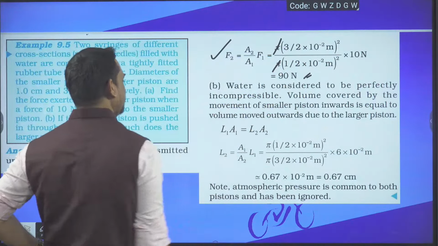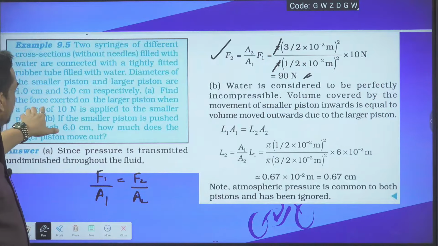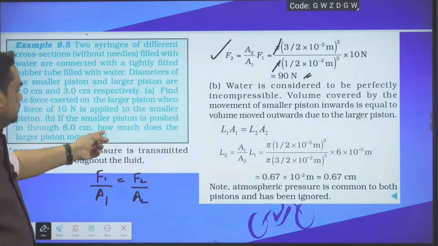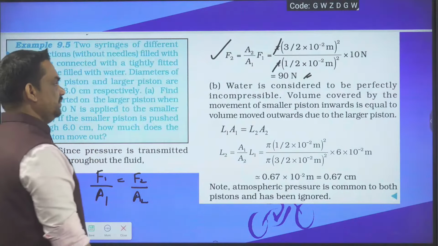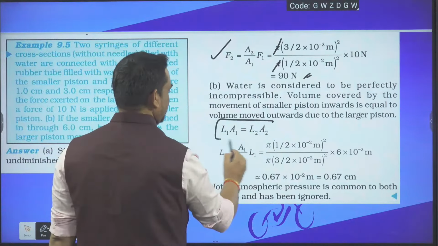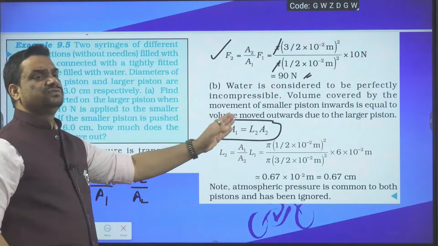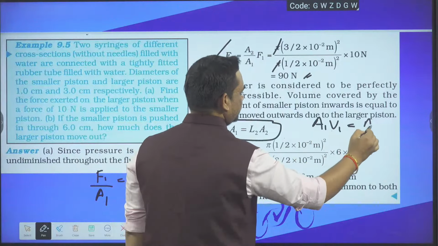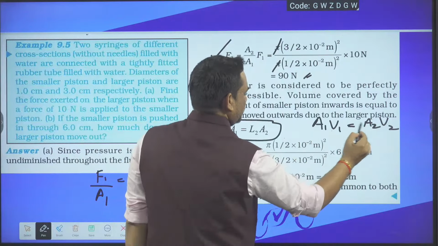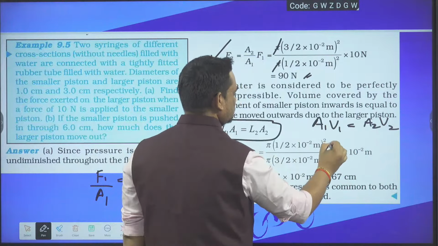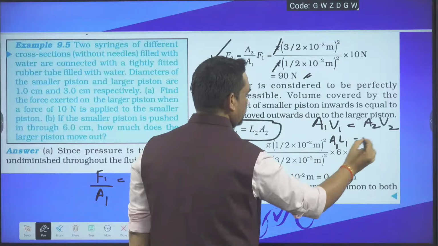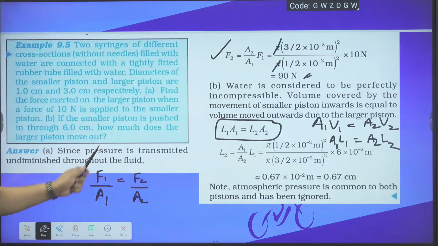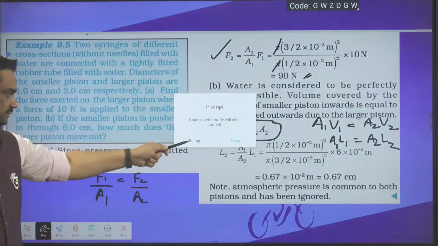We got the answer here. Then in the second part, if the small piston is moved by some distance, how much will the other move? So here we can use L1 A1 equal to L2 A2, a simple equation of continuity. That is A1 V1 equal to A2 V2, in the same time. So this becomes A1 into L1 equal to A2 into L2. Both you need to remember.